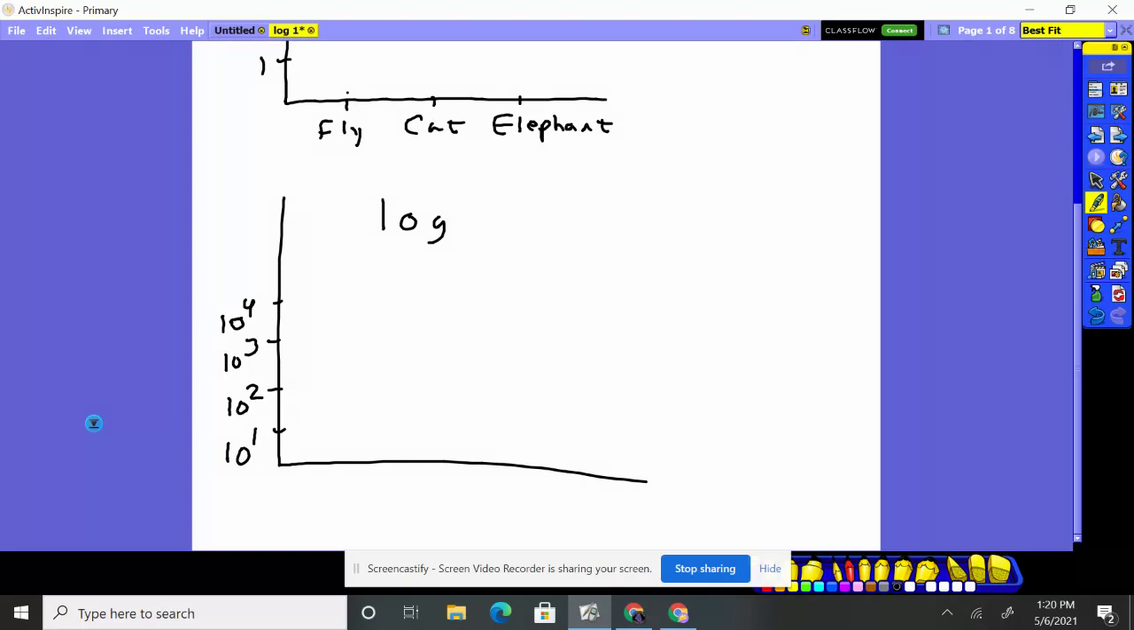Now think about it. 10 to the first is 10. 10 to the second is 100. So even though they're evenly spaced, that's 100. And the next guy, 10 to the third, is 1,000. And this next guy up is 10,000. So we have to graph these guys because, again, the numbers vary so widely. We put them in a log graph. And we have to deal with that with a lot of things.